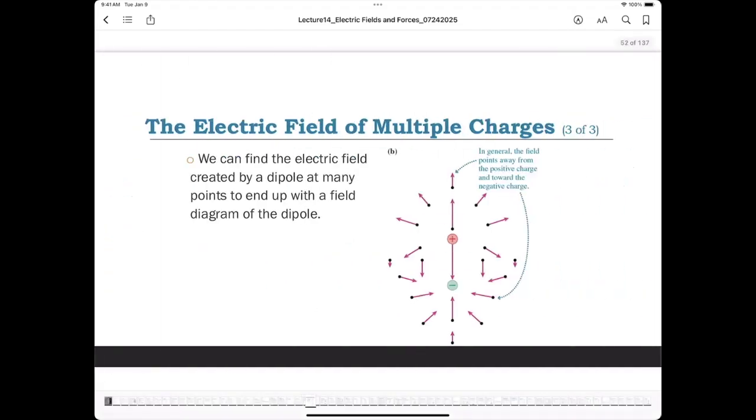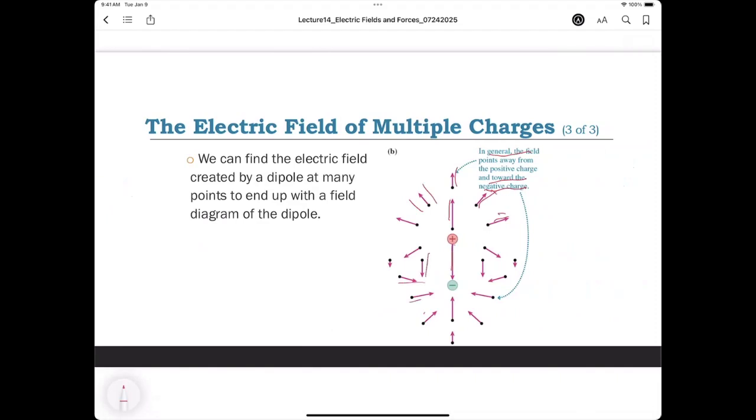Okay, we can find the electric field created by a dipole at many points to end up with a field diagram of the dipole. In general, the field points away from the positive charge and toward the negative charge. We know that, away from the positive charge, but toward the negative charge.